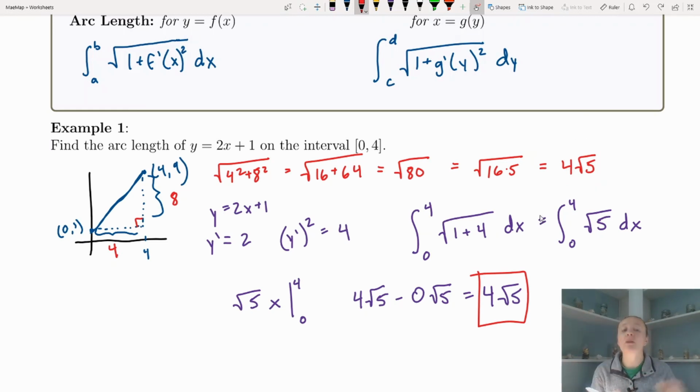Now, either way will work when we have a straight line, but we won't be able to do the same thing if we had some sort of curve. We're not going to be able to get that perfect right triangle. So from here on out, let's make sure we're using that formula.